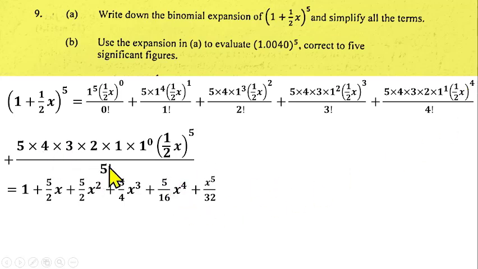Then here also 5 factorial will take care of 5 times 4 times 3 times 2 times 1 as well. So we have 1 raised to power 0, that gives us 1. 1 over 2 raised to power 5 gives us 1 over 32. Then x raised to power 5 over 32. So that means the expansion of this is what you're having here right now.